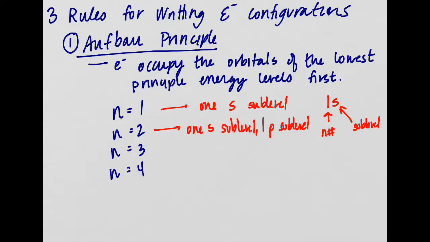If I wanted to write this, how do I differentiate between the S sublevel here, the 1s sublevel in the first principal energy level, and the S sublevel in the second energy level? I write 2 because I'm in n equals 2, so my n number is 2, but I'm talking about my s orbital. And the same thing for p. So I would have a 2s and a 2p sublevel.